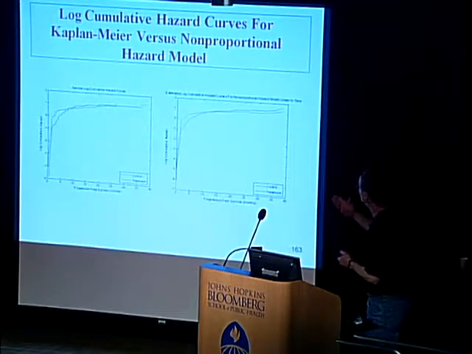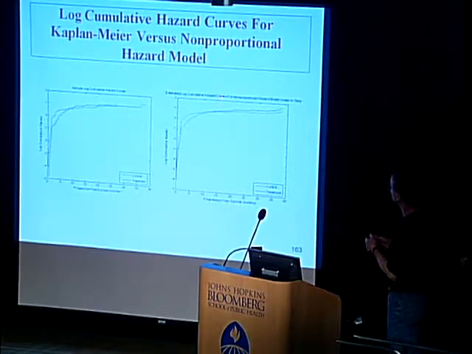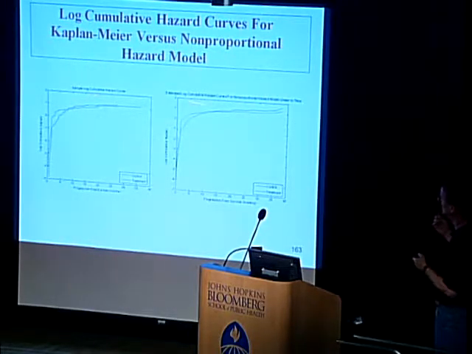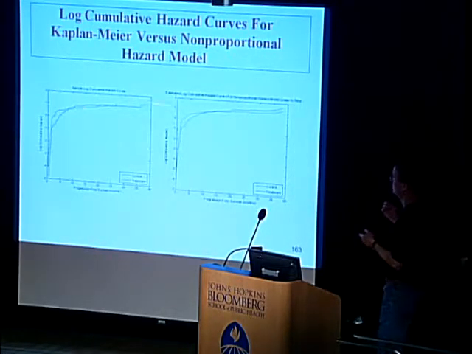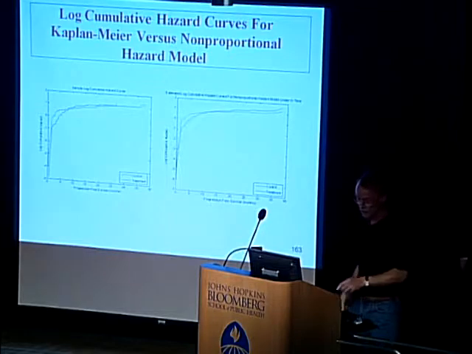And you can contrast that against the log cumulative hazard curves for a non-proportional hazard model, linear in time. So here you have a non-proportional hazard, and you see that in this case, these two curves seem to be agreeing quite well. So the non-proportional hazard model seems to fit the data quite well, and therefore would be chosen over the proportional hazard model.